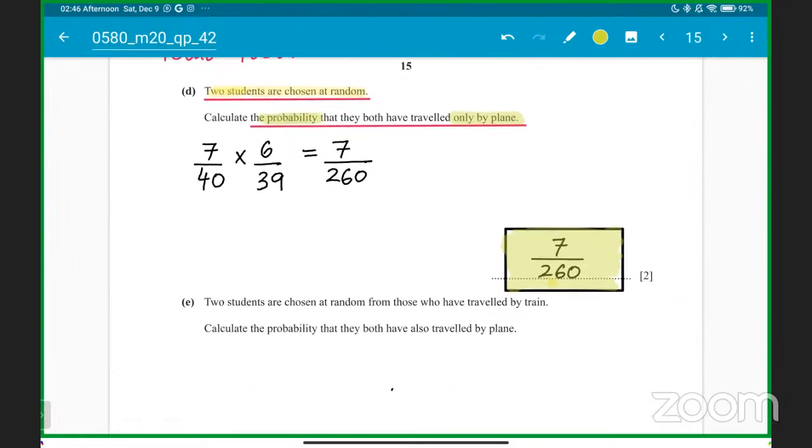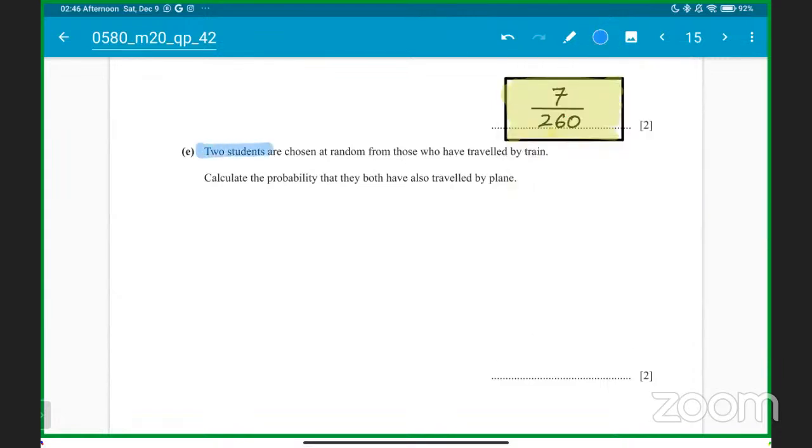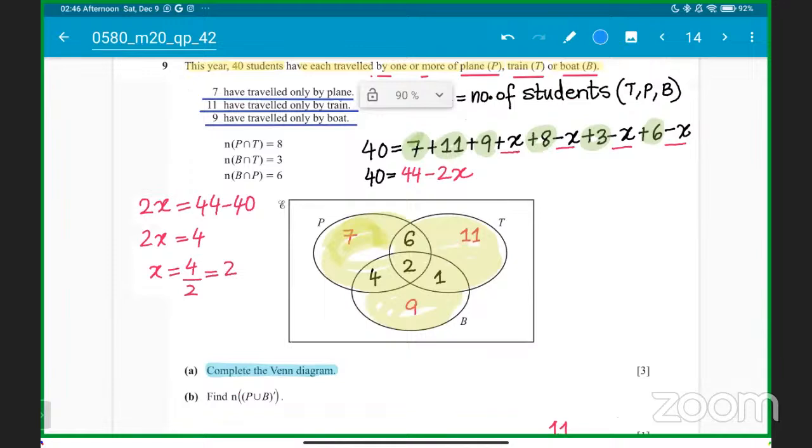Now, follow very carefully. That's a completely different question. Now, 2 students are being chosen at random, not from the total, but from those who have traveled by train. You don't have to move forward reading the question. First, understand what your denominator will be. You go back to the question and see how many students have traveled by train. This is the total number of students who traveled by train. So you just take the total train circle.